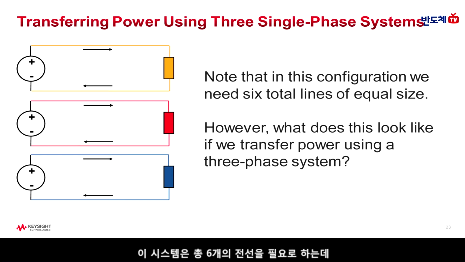And obviously, this system requires a total of 6 wires. And again, assuming all the supplies are identical, each wire needs to be the same size. However, as I'm going to show you in the next few slides, we can actually transmit the same amount of power using a 3-phase system using only 4 wires. And of course, by doing that, we're obviously going to save quite a bit of money in terms of the wiring.